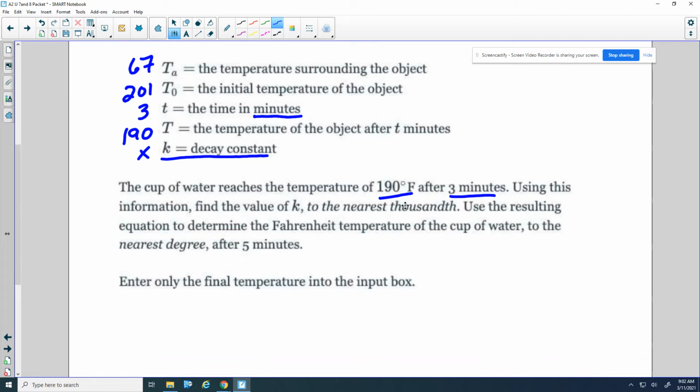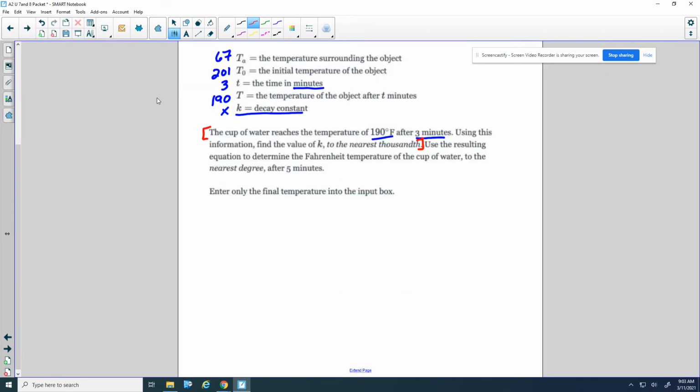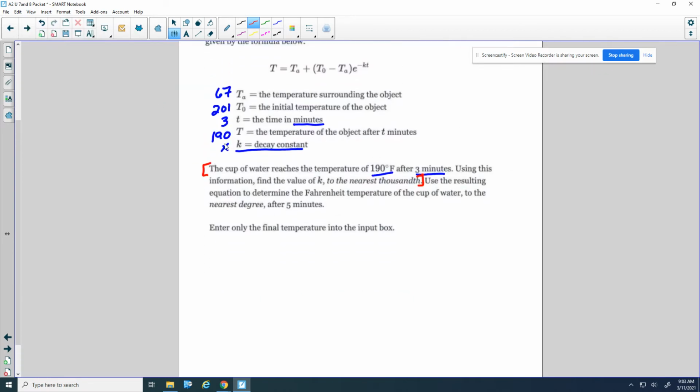There is a second question. I'm only answering this one first. So I'm stopping here. I'm answering this part of the question, so we're entering only the final temperature into the input box. Let's plug these numbers into our formula. It does get a little tricky. I'm actually going to zoom so we can see the whole problem. Okay, so now we can see our formula too, and we have room to do the problem.